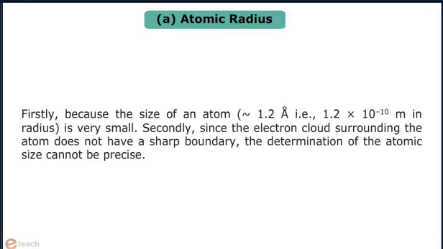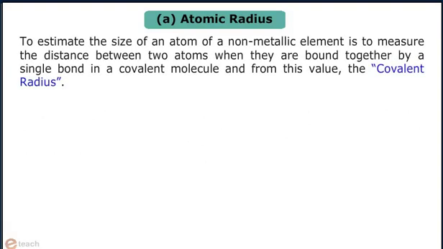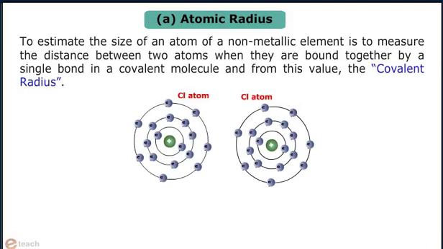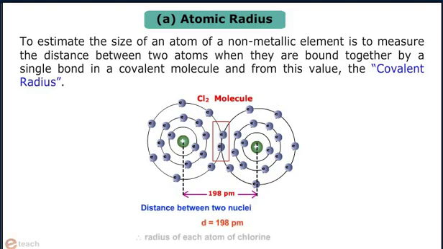Firstly, because the size of an atom is very small. Secondly, since the electron cloud surrounding the atom does not have a sharp boundary, the determination of the atomic size cannot be precise. To estimate the size of an atom of a non-metallic element is to measure the distance between two atoms when they are bound together by a single bond in a covalent molecule. And from this value, the covalent radius is known.